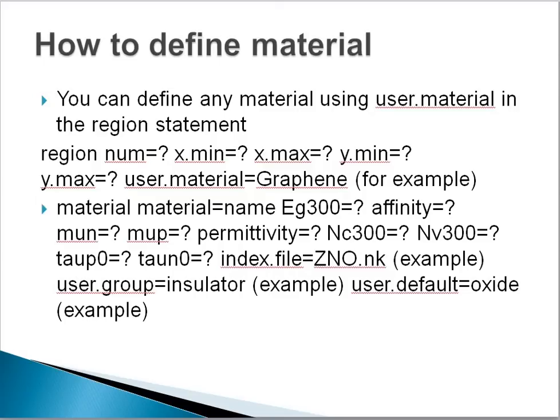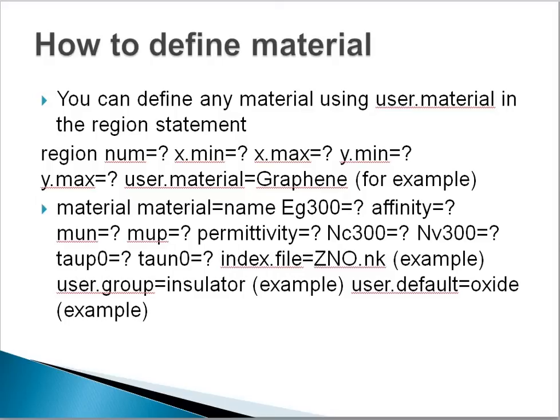Next, you have to define the band gap, e.g. at room temperature. Next, you have to define the affinity of the proposed material. Next, define the mobility of electron and hole of the proposed material. Next, if the material is an oxide, you have to define the permittivity. Next, define the density of states for electrons as well as holes. Next, you have to define TAUP and TAUN. Next, you can call any index file, for example ZNO.